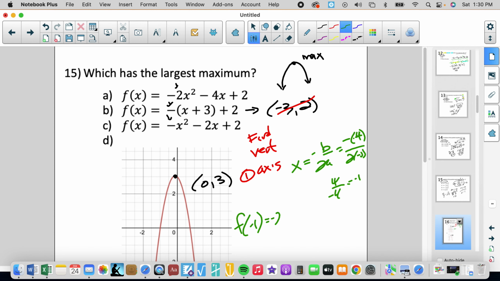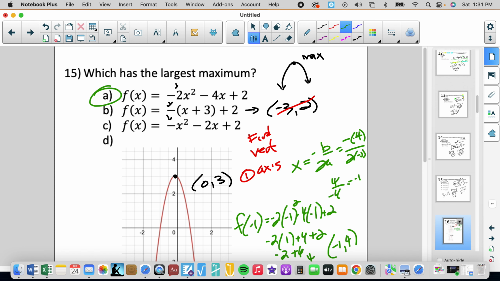F of negative 1 equals negative 2 times negative 1 squared minus 4 times negative 1 plus 2. That's negative 2 times 1 plus 4 plus 2. That's negative 2 plus 6, which gives me a positive 4 value. So when x equals negative 1, that's 4. That's going to be its maximum value. So that's bigger than any of the other two. So I'm going to assume that that would be A. I would have to do it also for C.